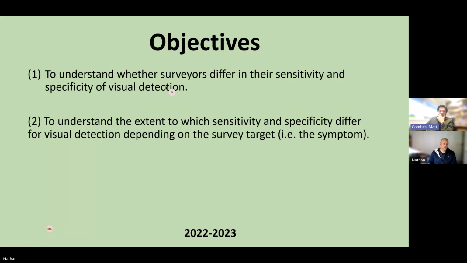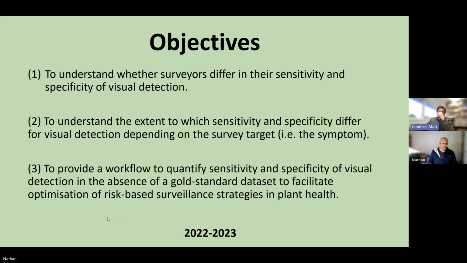There we go. Obviously, if we're surveying different symptoms, how much does this differ? So first of all, whether people differ, and secondly, how these symptoms differ, all important, obviously, parts of planning surveillance strategies, because obviously pests and diseases present different symptoms. And then third was to look at whether we could quantify those two parameter values in the absence of a gold standard.